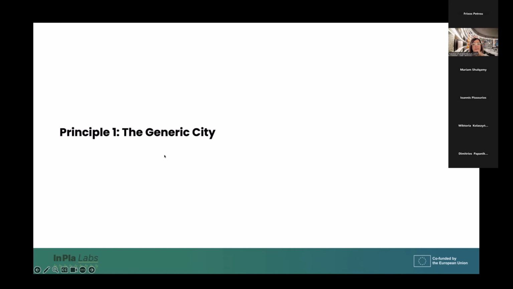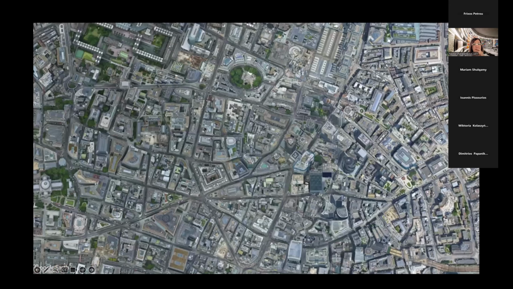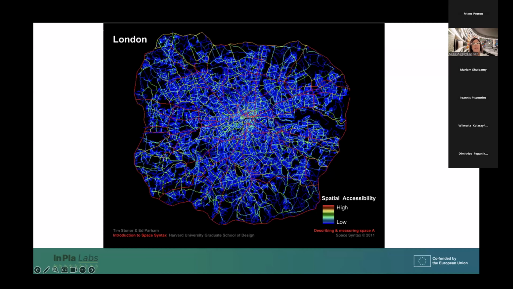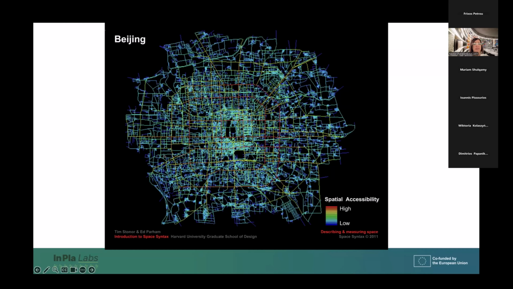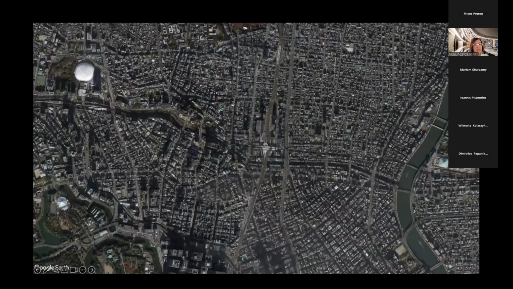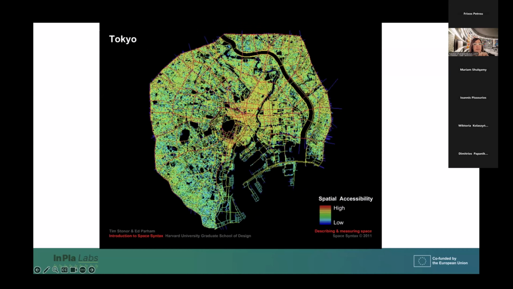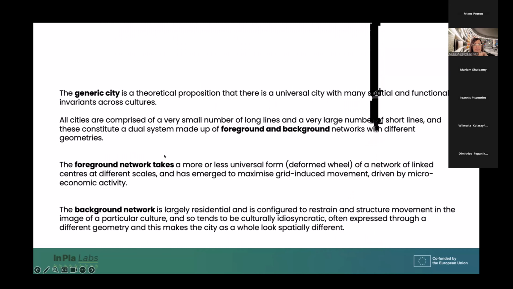So the first principle is about what is called the generic city. And we can see examples of cities. Each city has a unique spatial signature. So for example, we look at this city of London, and then we see how this was analyzed with space syntax. Mariam will go through this later on a bit more. We can see Beijing, and then we see how this is analyzed, the spatial configuration through space syntax. And then we can also see Tokyo and how this is analyzed through space syntax.